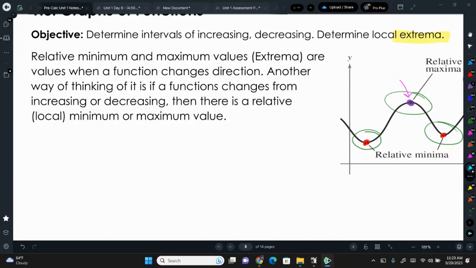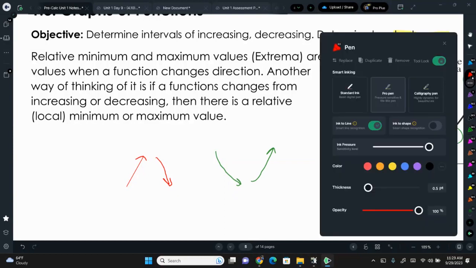Another way of thinking about these is that for a maximum, if our function is going up, okay, and then it goes down, okay, it changes directions from increasing to decreasing, that's a maximum value. Or if our function is going down and then it changes directions to increasing or going up, then we have a minimum value. So if our function changes directions from increasing to decreasing or decreasing to increasing, we have a minimum or maximum.